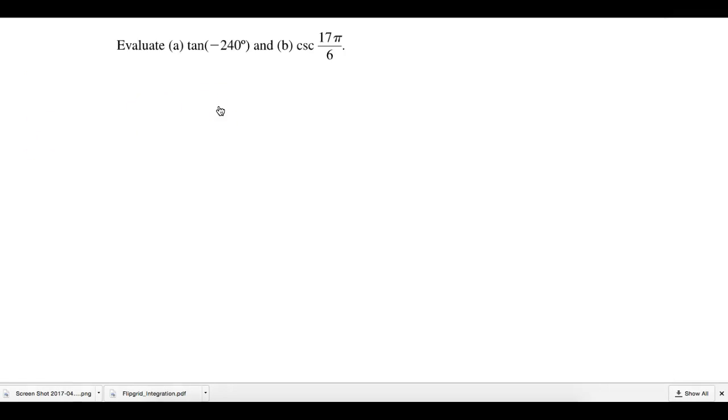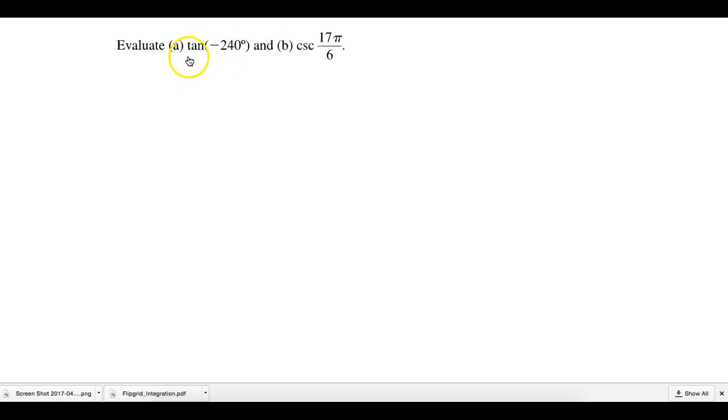All right, here's our last video for section 9.3. Here we're actually going to use reference angles to help us evaluate any angle that we're given, both positive and negative. It could be larger than 360, less than negative 360. What we're going to do is show how the reference angles can actually help us evaluate every trig function.